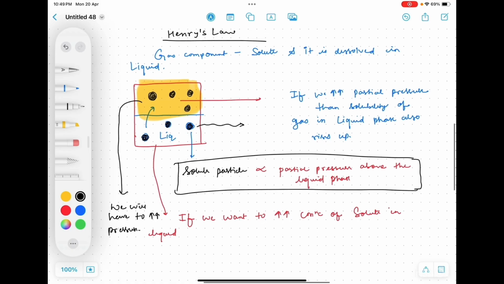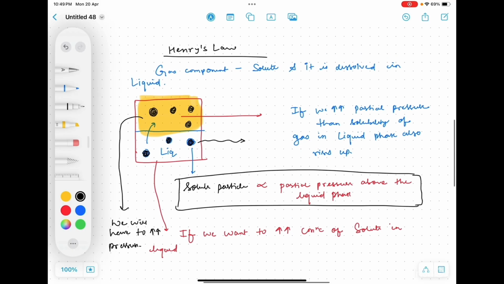So once again I'm repeating. Henry's law is basically a quantitative relation between the solubility of gas versus the pressure which is present over the liquid.